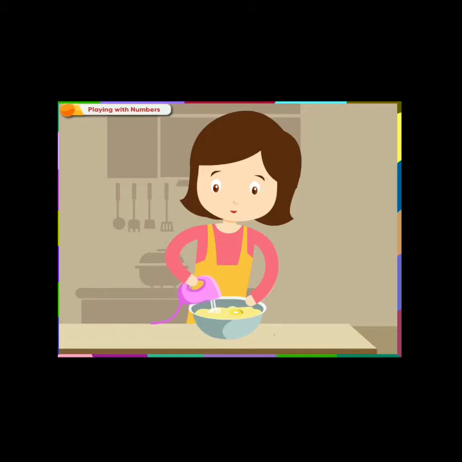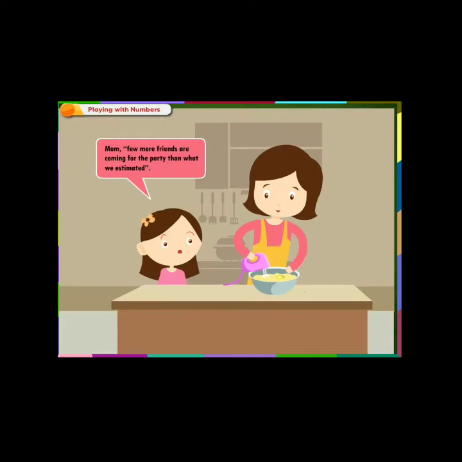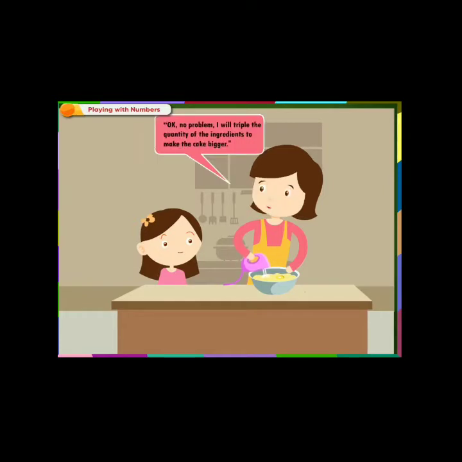While she was preparing the cake, Shreya came to her and says, "Mom, a few more friends are coming for the party than what we estimated." Mom says, "Okay, no problem. I will triple the quantity of the ingredients to make the cake bigger."